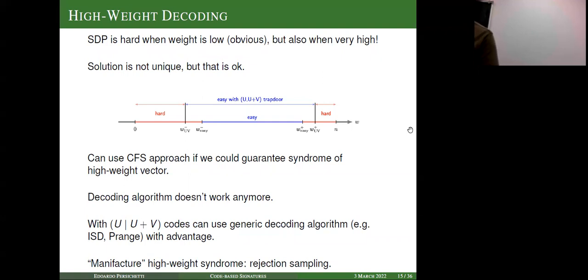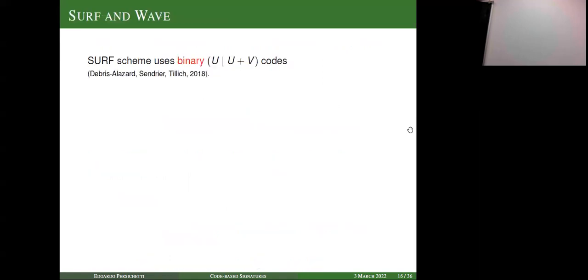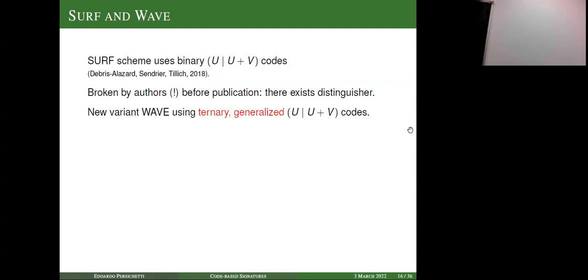And again, you're familiar with this idea. You just sample and then reject and try again. So this was the Surf scheme using the binary u|u+v codes. Then the authors found a vulnerability before publication, so they scrapped the entire thing. They came out with Wave, which uses ternary codes. So the problem here was binary. And they also generalized the u|u+v construction.